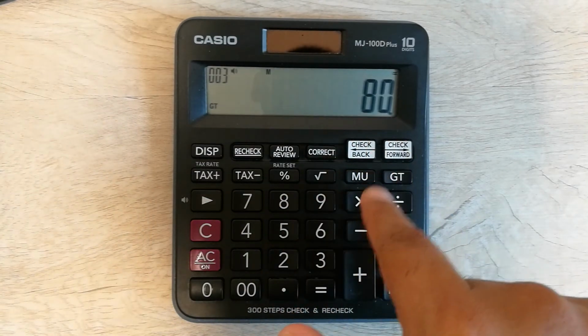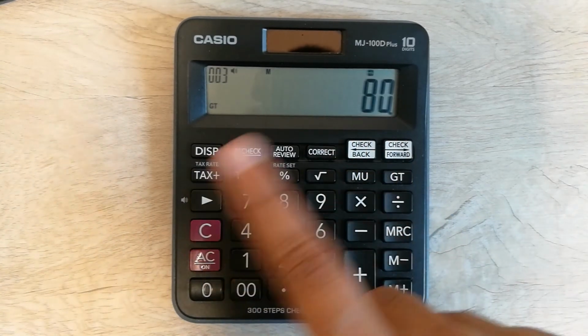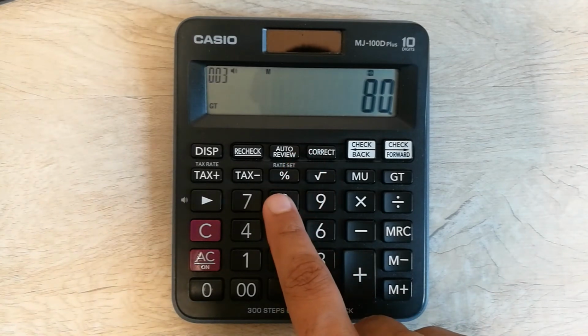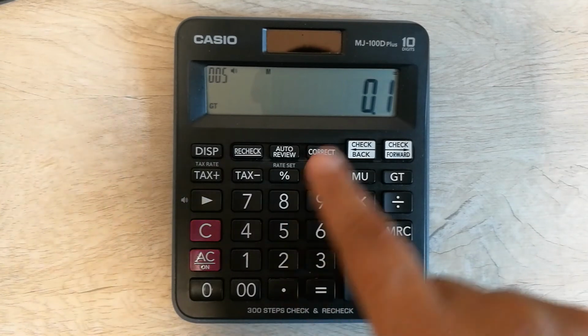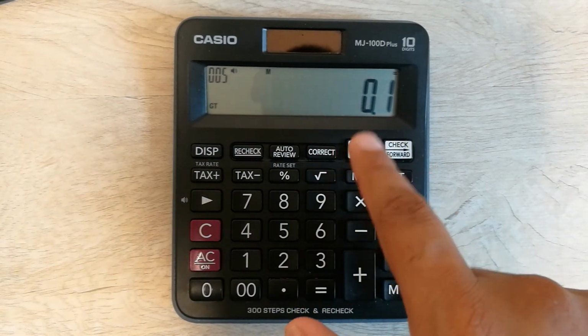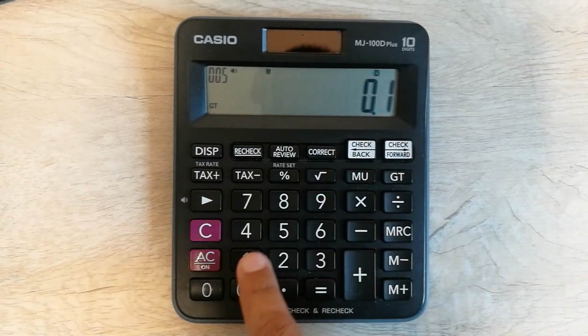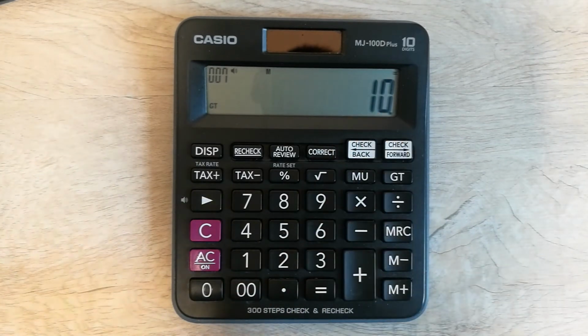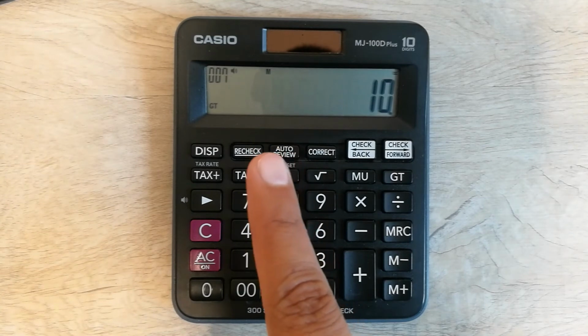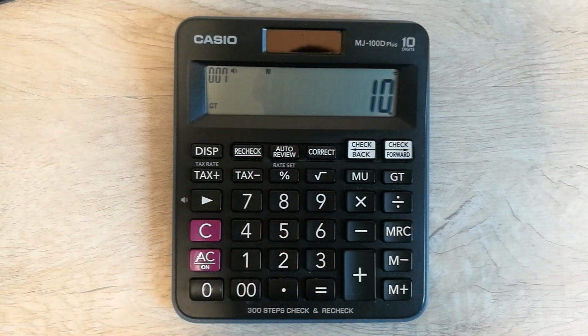Now divide this 80 by the original price. The original price was 800, and it is equal to 0.1. So 0.1, just multiply it by 100, and you will get the answer, which is 10. So you get a 10% discount on that 800 product, which after the 10% discount you get for 720. So this is the second example.